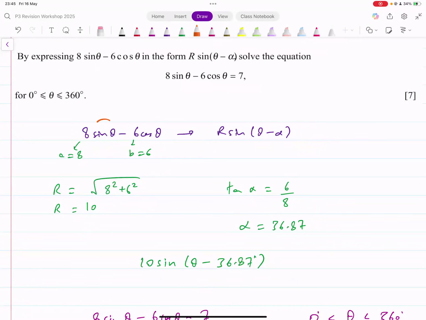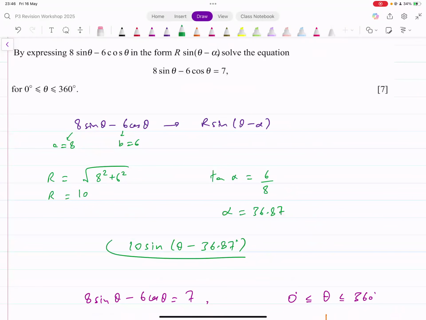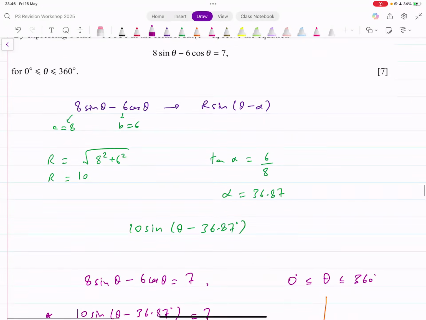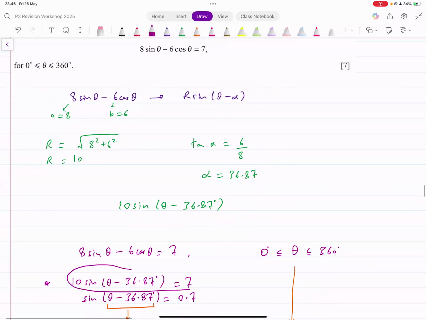Now the first term is the same. Yes, that is the same. So that means it is the standard form. You can find the values of r and alpha from this. And it turns out to be 10 sine of theta minus 36.87. So the left-hand side converts to this form. So now that equation can be written like this: 10 sine of theta minus 36.87 equals 7. And that's the result that we've got.